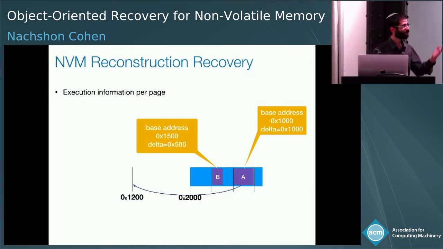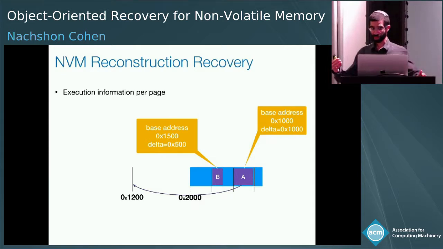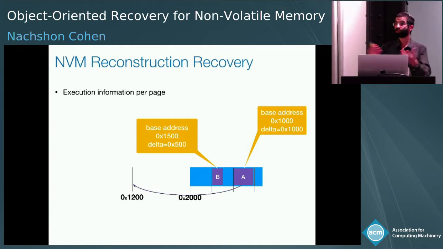For example, we might have a non-volatile memory that is mapped to address 2000. And then we might have an object B that was allocated when the mapping address was 1500. In this case, every pointer needs to be fixed by 500. In addition, we might have another object A that was allocated when the mapping address was 1000. And for object A, every pointer needs to be fixed by 1000. The same happens also for code pointers. On each execution, we might have a different location where the function pointers were loaded.